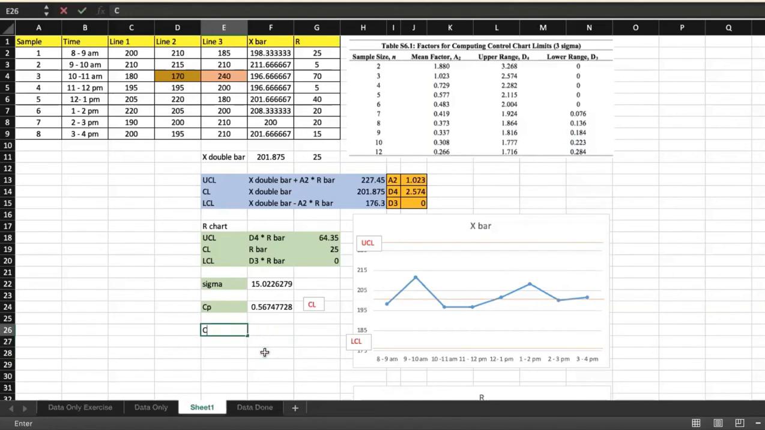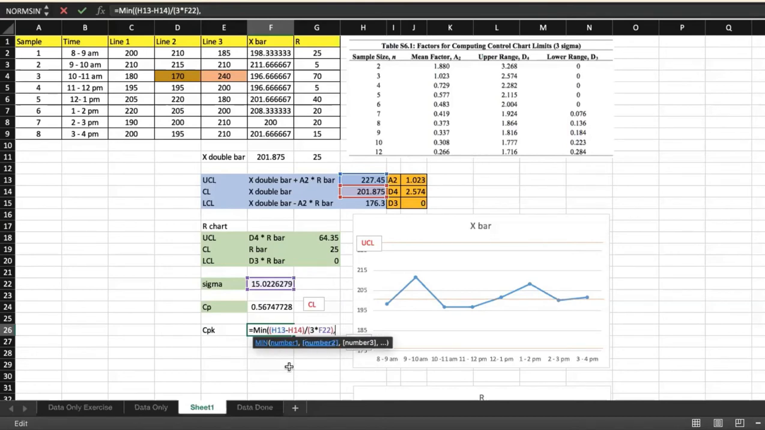What about Cpk? I said that's a minimum of the upper control limit minus center line divided by 3 times sigma. And I need to use parentheses, otherwise I'll mess up this calculation. Okay, so this is the first one, and the second one is the minimum. So now this one minus that, divided by parentheses 3 times sigma.